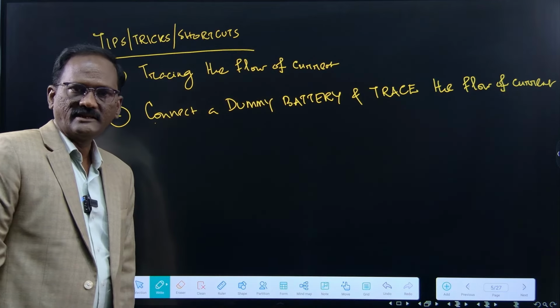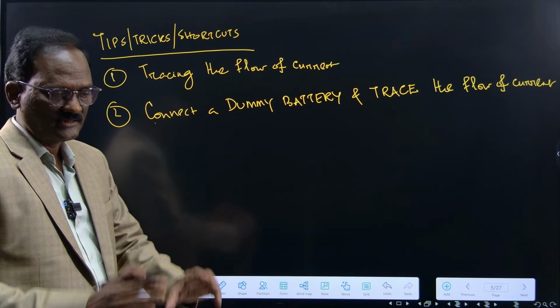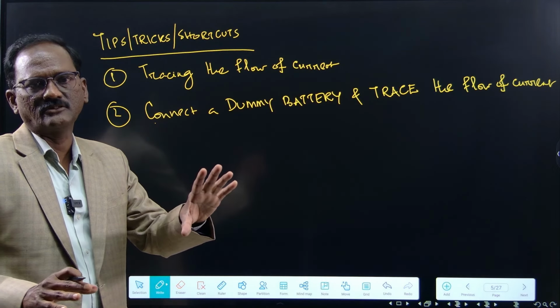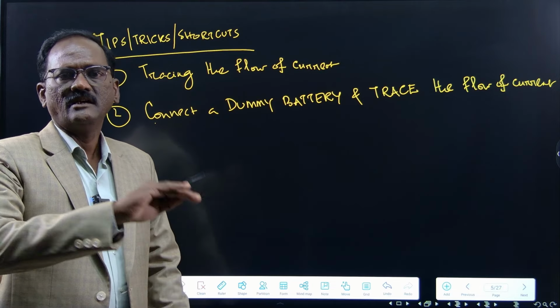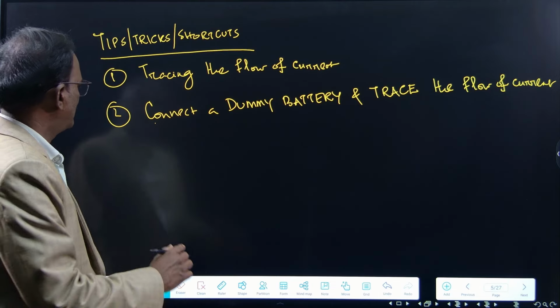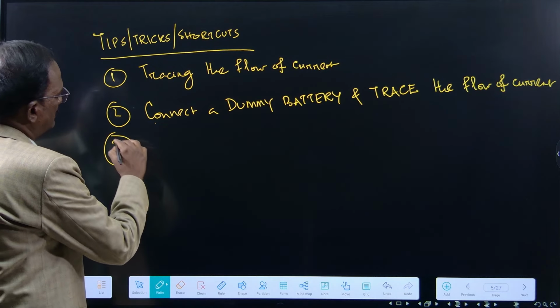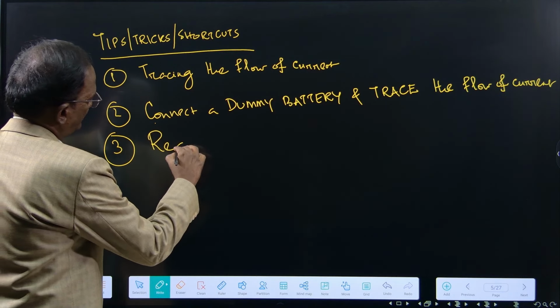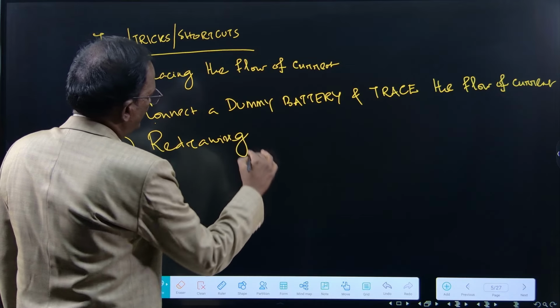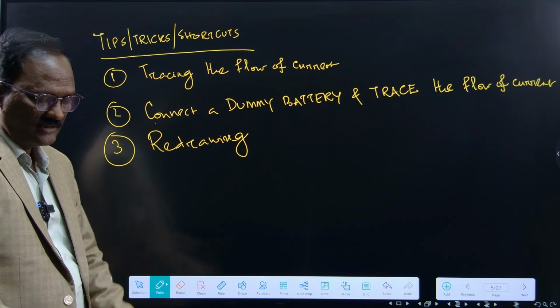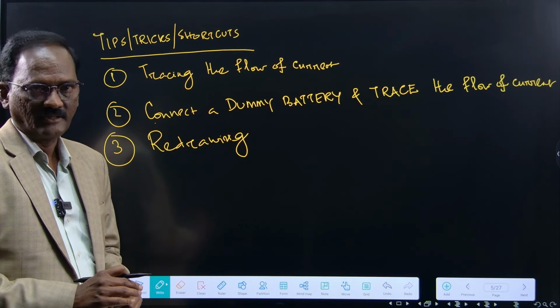If there is no battery connected in the circuit, just resistances are given and you are asked to find the equivalent resistance only. In this case, you can connect a dummy battery and trace the flow of current, right? Then another tip which will be much used: redrawing the circuit. The circuit can be redrawn, right?